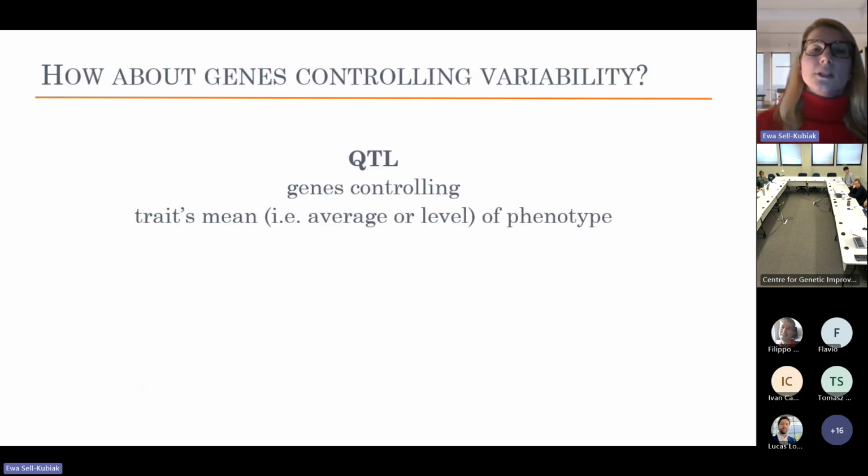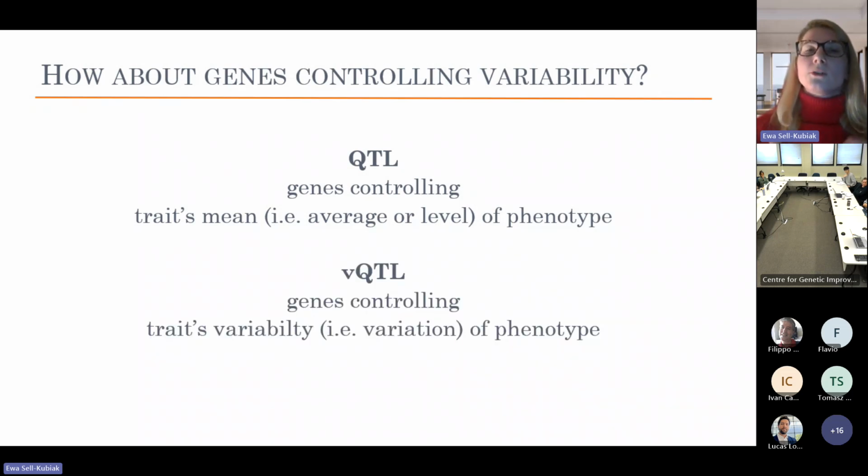Well, but we know that there is of course a genetic variation, as I showed you, in multiple traits, and we can track it in different species. But the question is whether we can also see the genes that are controlling the phenotypic variability. In our classical approach, the QTLs that control genes are linked with the mean of the trait. So the milk yield, or how many piglets we have, and so on. So we are focused on the average or level of a certain phenotype.